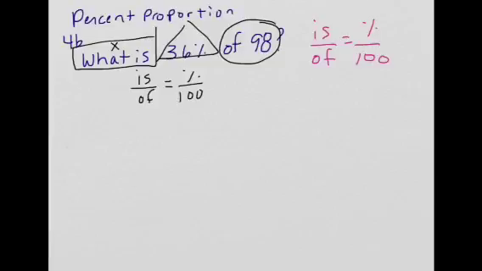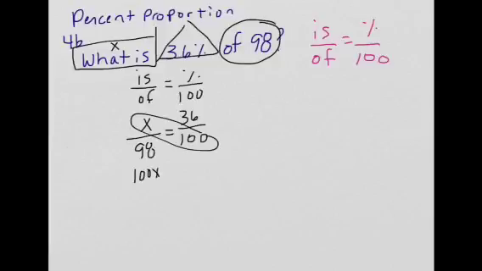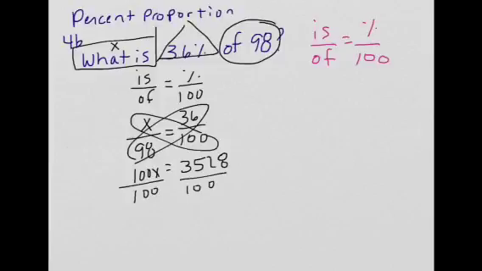Now I'm going to go ahead and fill in what I know. So it's going to be X over 98 is equal to 36 over 100. I'm going to butterfly, so it's going to be 100X, and 36 times 98 is going to be 3528. I'm going to divide by 100, divide by 100, so X is going to equal 35.28.